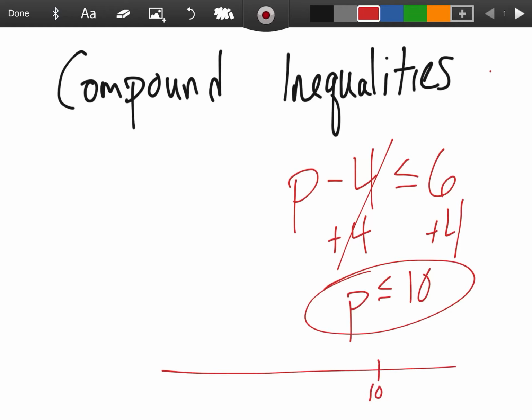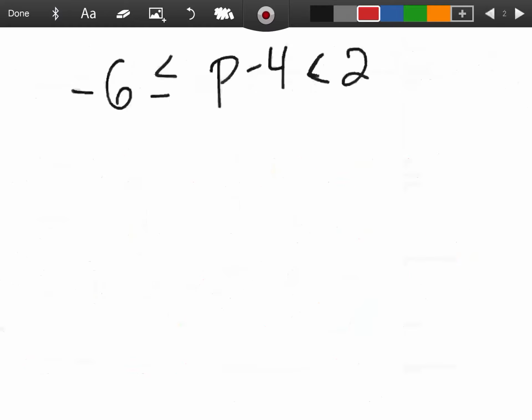If I just throw that on a number line really quickly, I shade it in because it's less than or equal to, and everything to the left of that is a solution. So if you were to plug in 3, 3 minus 4 is negative 1, yep, that's less than or equal to 6. So that is a solution.